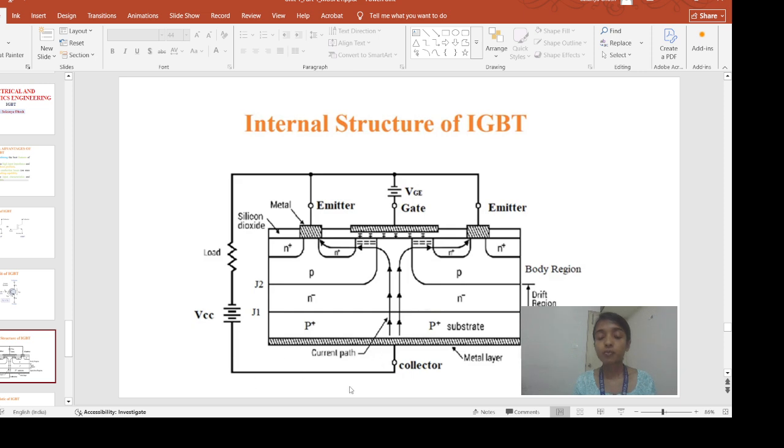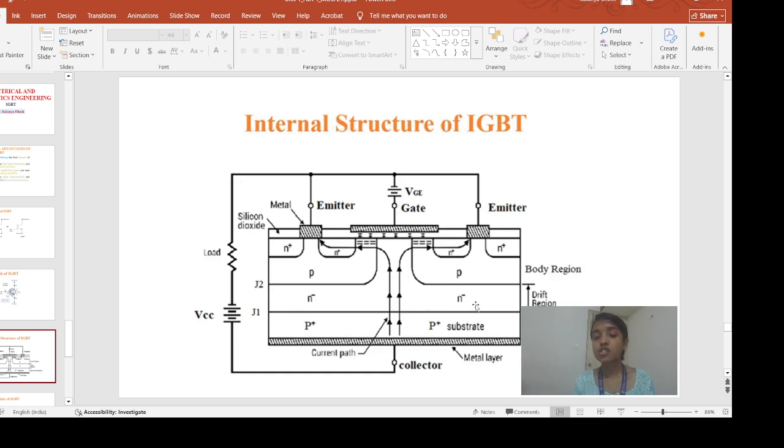The positive terminal of the battery is connected to the P plus substrate, so the holes, which are the majority charge carriers, will get injected into the P plus type substrate. That is why we call it the injection region. After that we have the N minus type region, which we call the drift region. The thickness of this region controls the reverse blocking capability of your device.